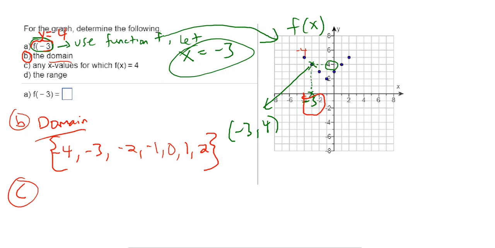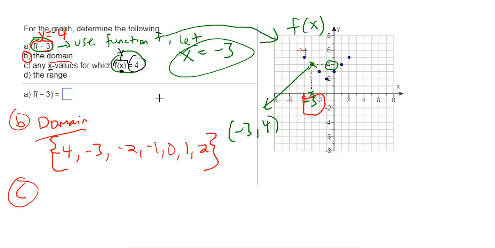Let's take a look at part C. Find any x values for which f of x is equal to 4. Now this is flipping things around on us. They're not telling us what x is equal to. That's what we're being asked to find. What are the x values? What they're giving us is the y value, right? So y is equal to 4.